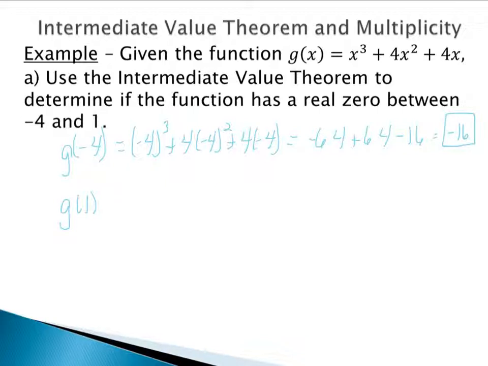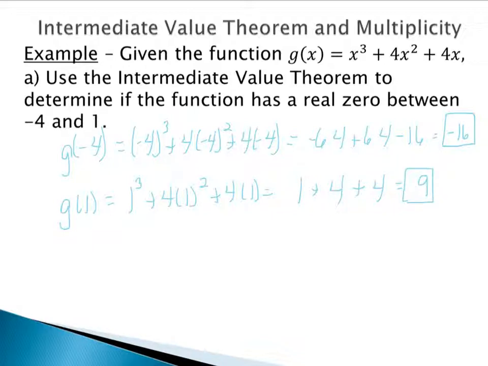Next, we want to find g of 1. That's going to be 1 to the third plus 4 times 1 squared plus 4 times 1. 1 to the third is 1, plus 1 squared is 1, and then 4 times 1 would be 4. Right, you do square it first, then times by 4. Plus 4 times 1 is 4. So 1 plus 4 plus 4 would be 9.